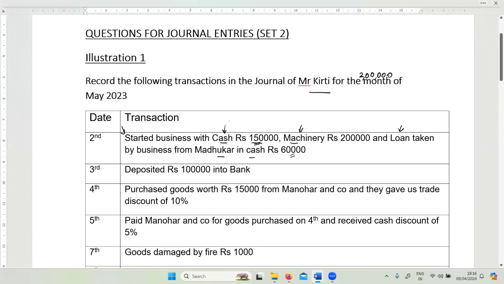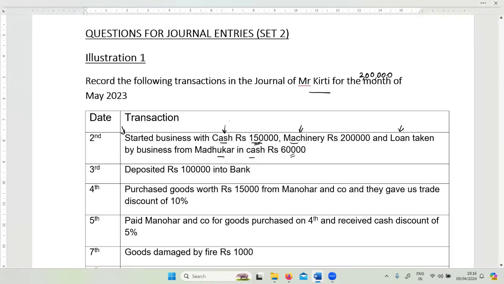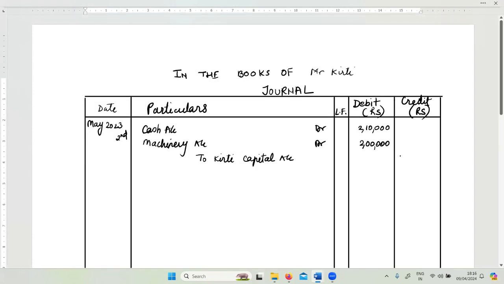Capital that the person is bringing in, that is basically Kirti's. So to Kirti's capital account, since the person's name is given, Kirti is the person starting the business. So Kirti's capital account. How much amount will we need to take into consideration? See, basically we have 2 lakhs of machinery and also cash of 1,50,000. So 3,50,000 is something which is brought in as capital. So I'm putting here 3,50,000.